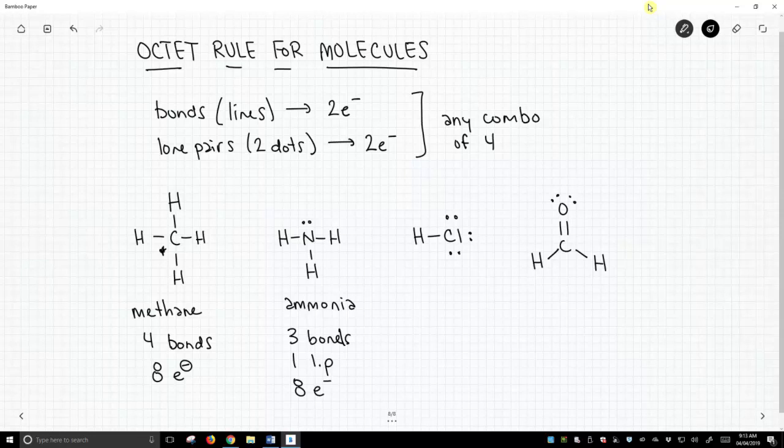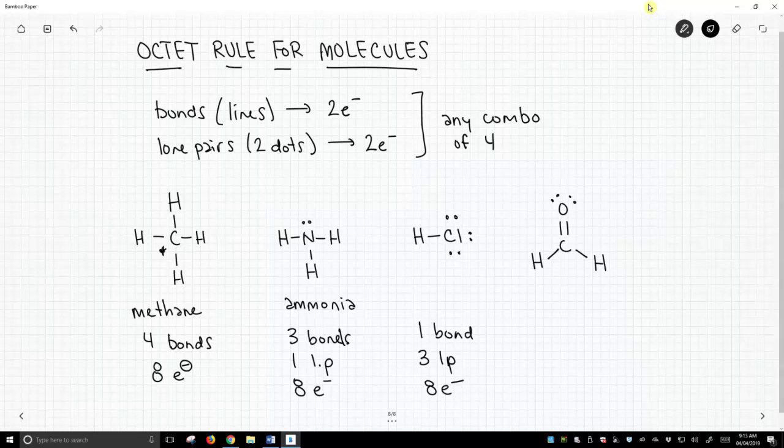Now, here is hydrochloric acid, HCl. Chlorine, which is a 3rd row element, but chlorine very often behaves just like a 2nd row element in terms of the octet rule. Chlorine has 1 bond and 3 lone pairs, and that gives us 8 electrons total. So that satisfies the octet rule, the chlorine does.